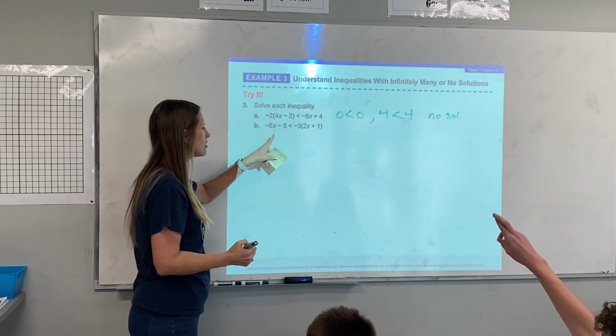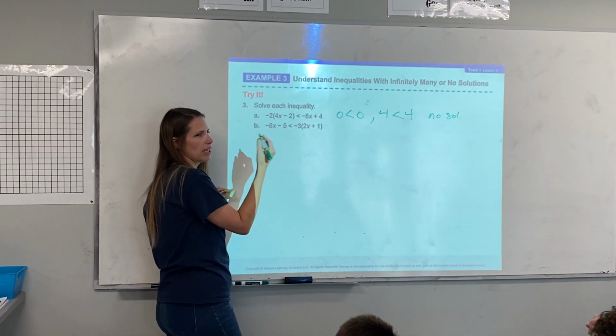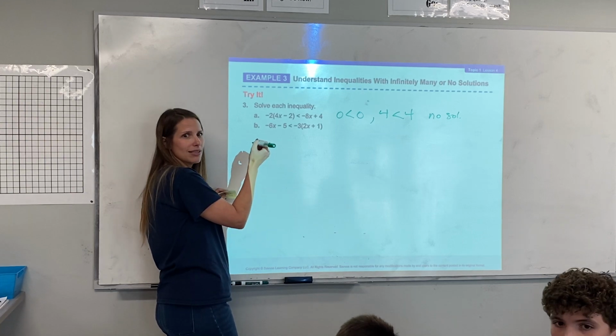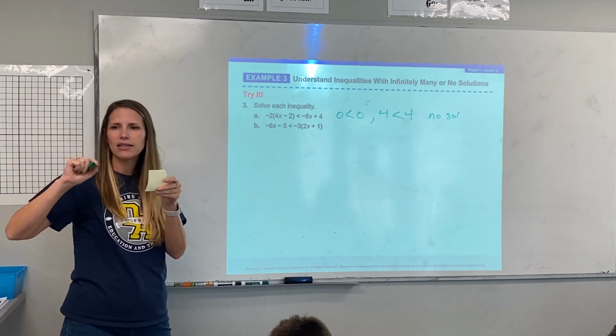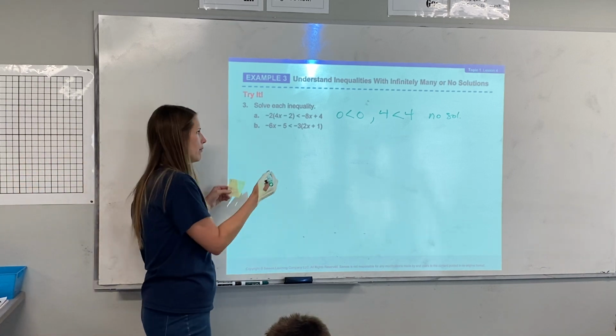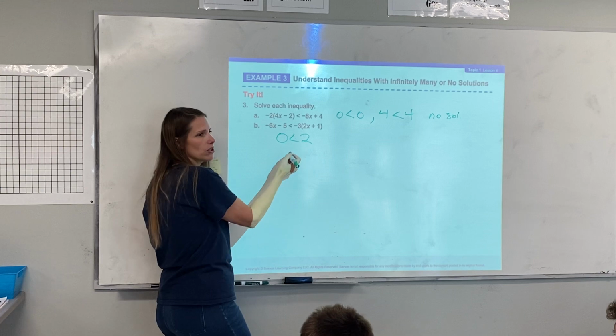I got it. This one, give me an example of your inequality. What I want is your final inequality statement. That's what I got, 0 is less than 2. What did you get? I get a negative.